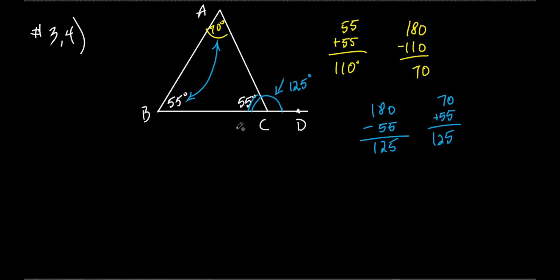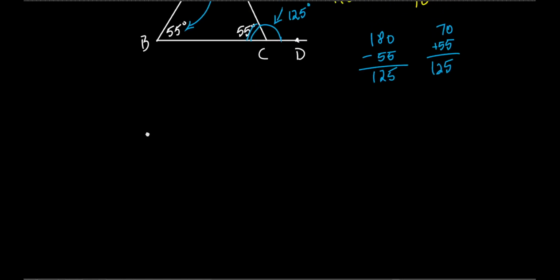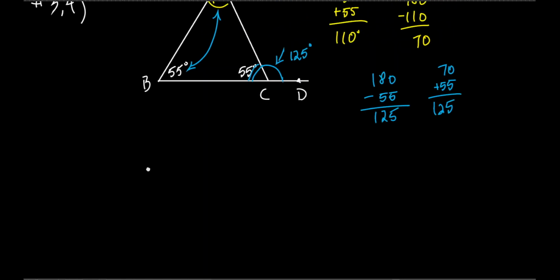That's up to 4. So now, let's talk about number 5, 6, and 7. They're all kind of the same. Everybody got that down right there? Everybody, can I move up? All right. So let's do 5, 6, and 7.